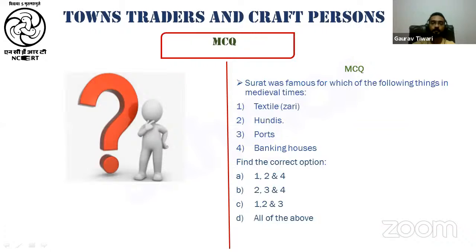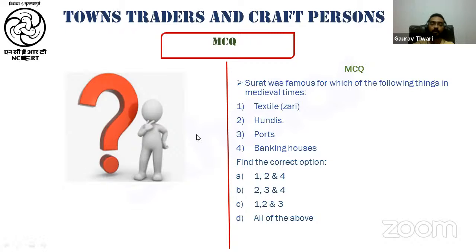So let's move forward. Now again, Surat was famous for which of the following things in medieval times? Textile, hundis, ports, and banking houses. Now you need to find the correct option from the above given points and then mark the correct option. So let's start the discussion.